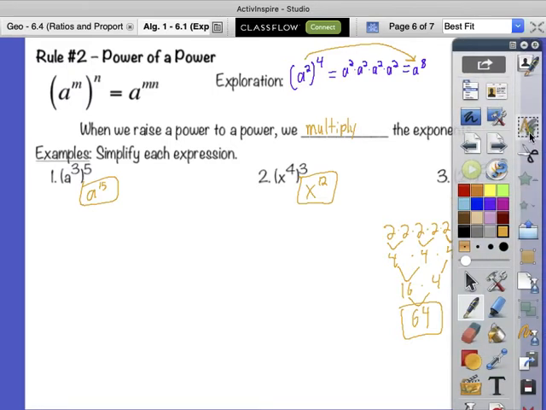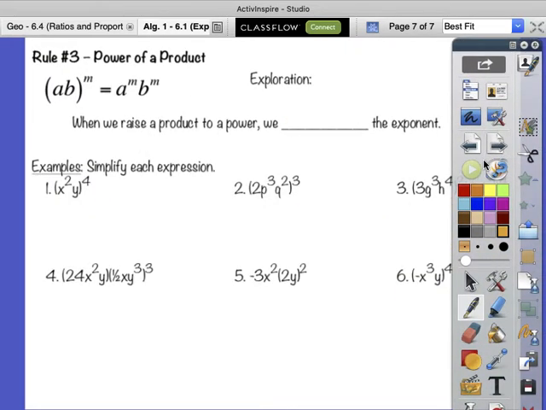I'm just giving you pointers. We have our last rule for today: power of a product.